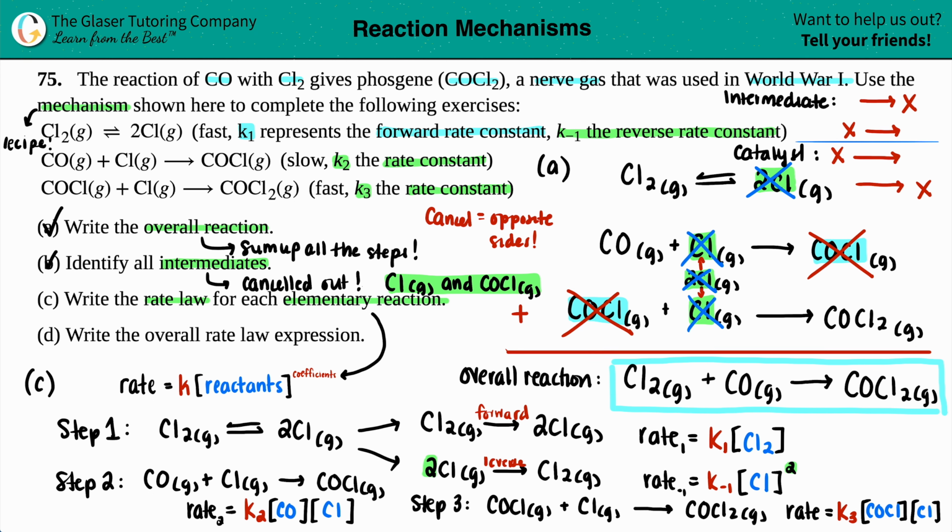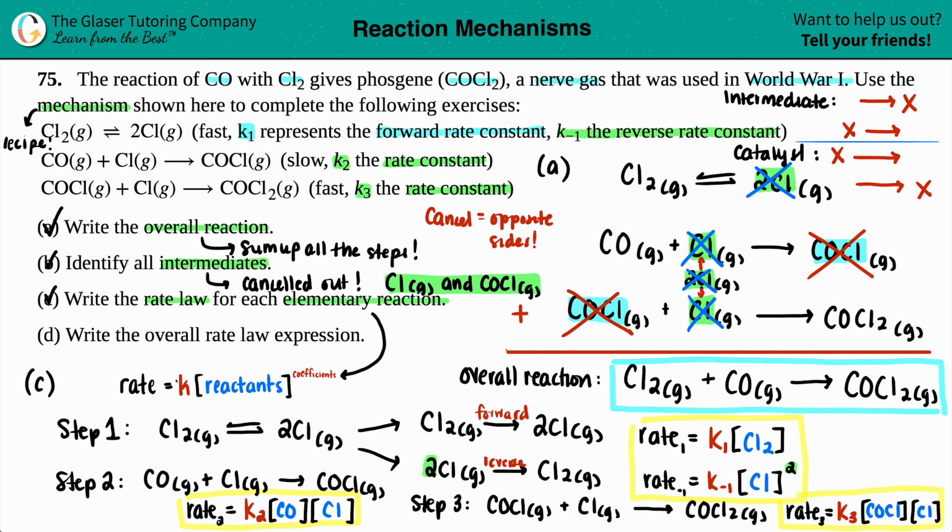So we have 4 total. We have the 2 for the reversible equilibrium reaction. We got the 1 for the second, and then the 1 for the third. And I noticed that this needs a 3 here. So rate 3 equals K3. And then we are done with part C.